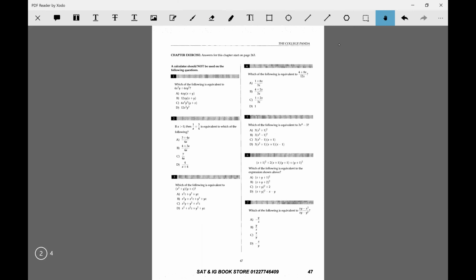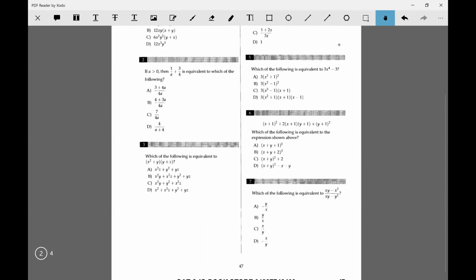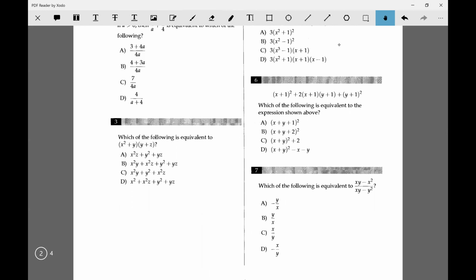Because the easiest way to study for the SAT is to keep doing practice problems so that you can see patterns and see all the ways the College Board may ask you a question. So in this case, number 3, which of the following is equivalent to (x squared plus y) times (y plus z)? This is just simple FOIL.